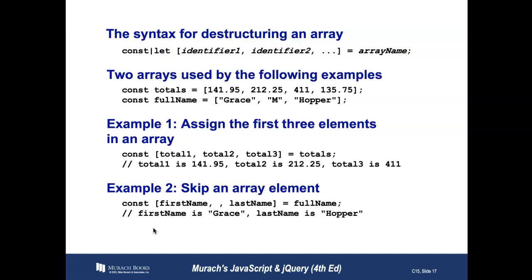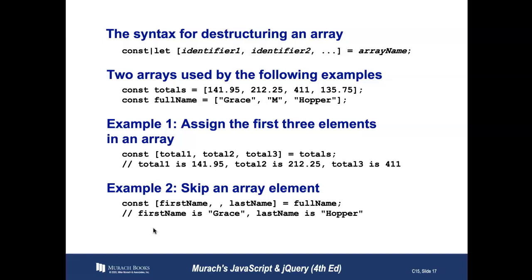So when you destructure an array, what you're doing is letting identifiers be equal to that array. Here's an example. We could have totals that equal 4 numbers, and we could have a constant full name that equals Grace M. Hopper, 3 elements. Well, look at what we do in example 1 here: we have constant total1, total2, total3 equals totals. So what we're doing is assigning those variables to that array.